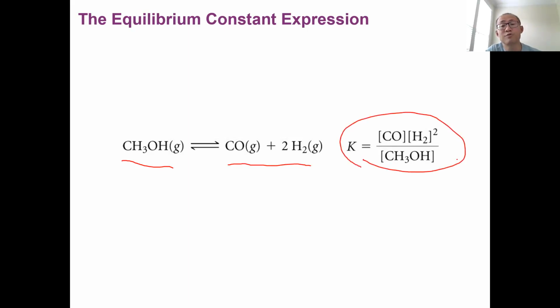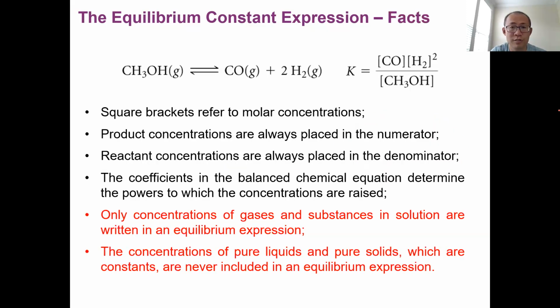You can see the concentration of CO and H2 over the concentration of CH3OH, powered by the coefficients. That's why there is an exponent of 2 on hydrogen, because the coefficient of hydrogen is 2. The other coefficients are 1. So again, this equilibrium constant K is expressed as product concentration over reactant concentration powered by their coefficients. Of course, brackets stand for concentration.